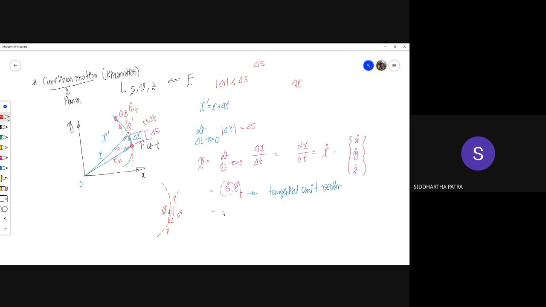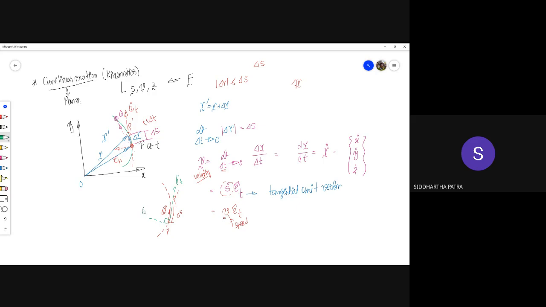So this can be written as v times e hat t, where v, the magnitude of the velocity, is basically the speed. So this is the speed, and this is the velocity. Velocity therefore is the magnitude, speed, times a unit vector. And if you really think about it, this is the normal to the path at this location, and this is the tangential direction.